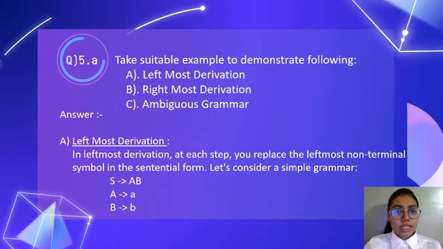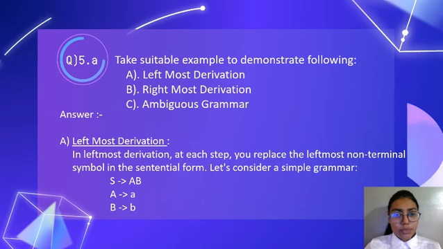So the question is, take suitable examples to demonstrate the following. The first one is leftmost derivation, the second one is rightmost derivation, and the third one is ambiguous grammar. The first one is leftmost derivation. In leftmost derivation, at each step you replace the leftmost non-terminal symbol in the sentential form.